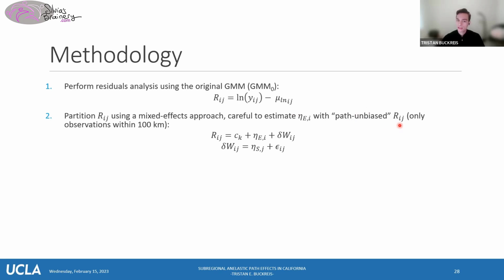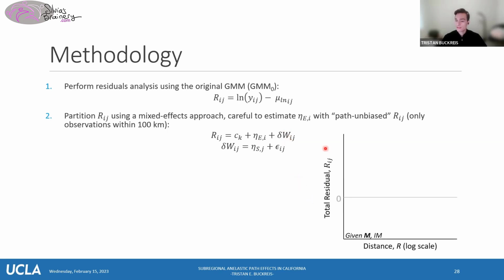So we only use observations within 100 kilometers. We do this mixed effects regression where C_K is kind of an overall bias, something that we can't attribute to being an event-specific bias or a site-specific bias. The model always predicts a little higher than what the ground motion suggests. Eta E is our event term, so the event bias, and this delta W_ij we've seen a couple times as the within event residual.